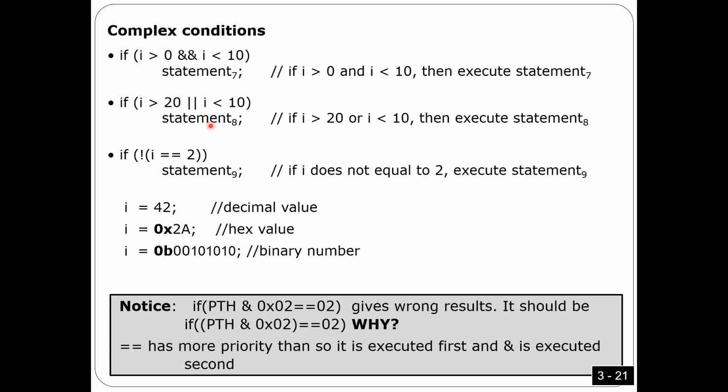This is for or, okay? So I'm going to execute the body of the if if at least one condition is true. So if i is greater than 20, okay, that's enough. At least I need one condition, right? But in case of and, the two conditions should be true to execute the body of the if. But here, at least one of them should be true. If both, it's okay. It's more than what I need, at least one, right? So if this one is true, I'm going to execute the body of the if.